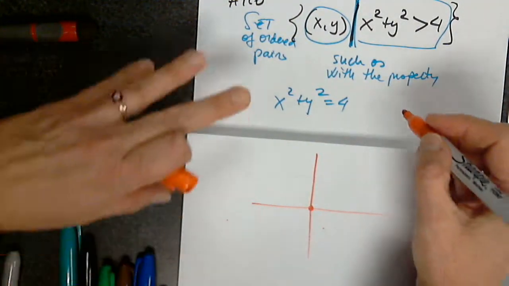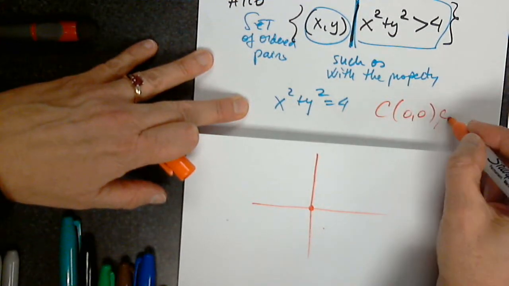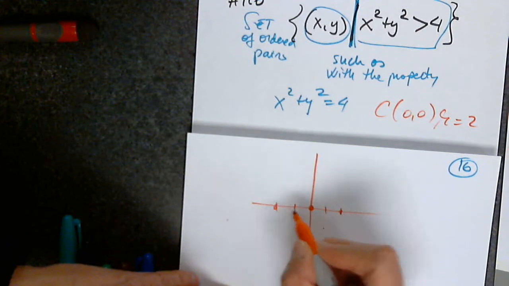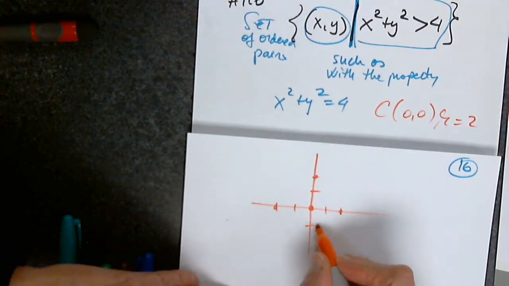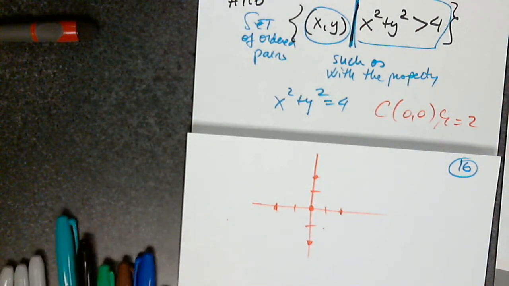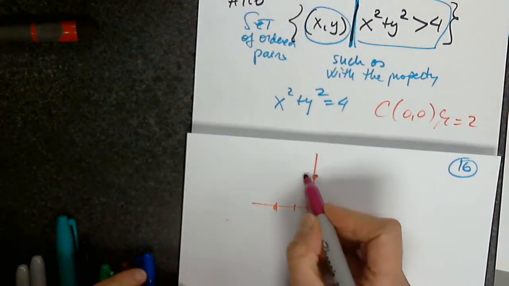So let's graph it. It's centered at the origin with a radius of 2. 2 away, 2 away, 2 away, 2 away. Do not graph the circle just yet. Does the inequality have the equal symbol? No. I cannot graph it as a solid curve. So I have to graph it like this.